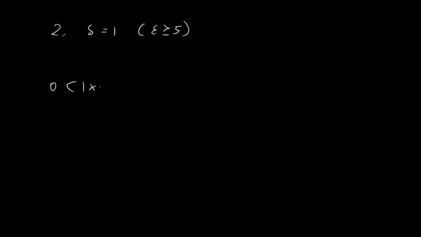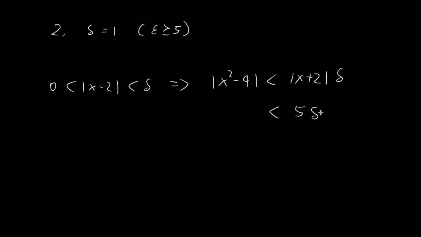So we just start off with x minus 2 being smaller than delta, and we know that this implies that x squared minus 4 is smaller than x plus 2 times delta. And since delta is smaller than or equal to 1, that means x plus 2 is smaller than 5, so we have 5 times delta, and the delta in this case is just equal to 1, so we have 5, which we know is always smaller than or equal to epsilon. So what we've just shown is that for whatever value of epsilon that you choose that is larger than or equal to 5, there always exists a value of delta. In this case it's equal to 1, such that x minus 2 being smaller than delta will imply that x squared minus 4 is smaller than epsilon.